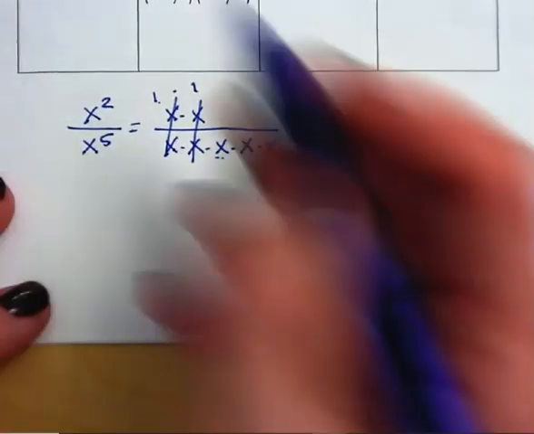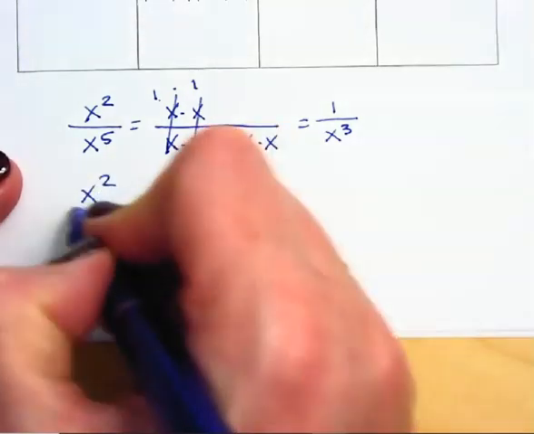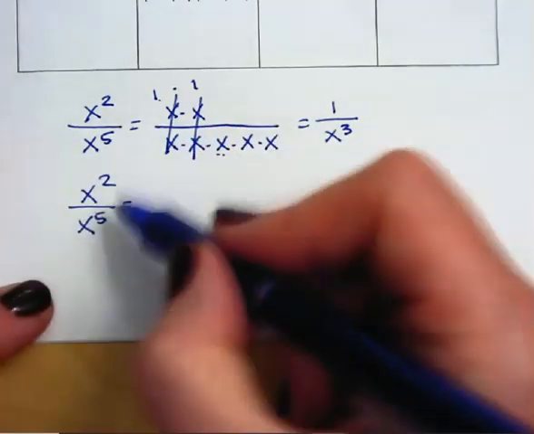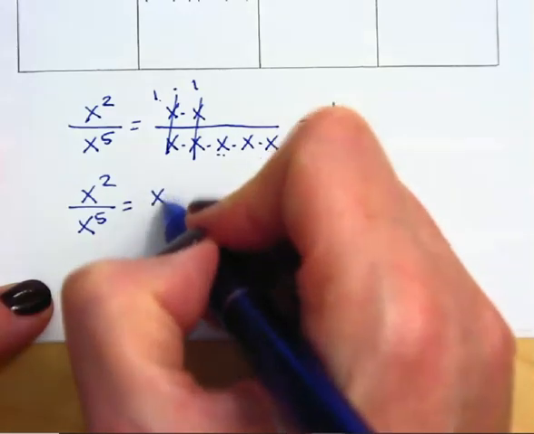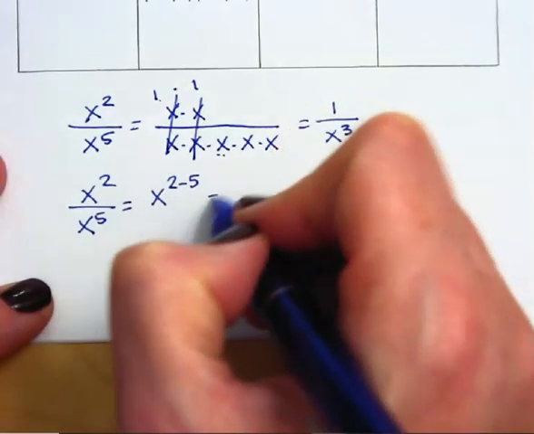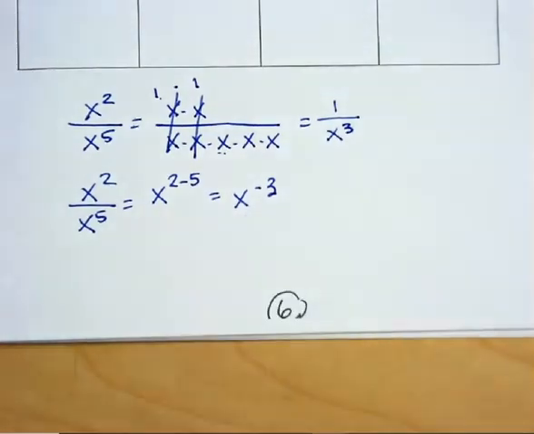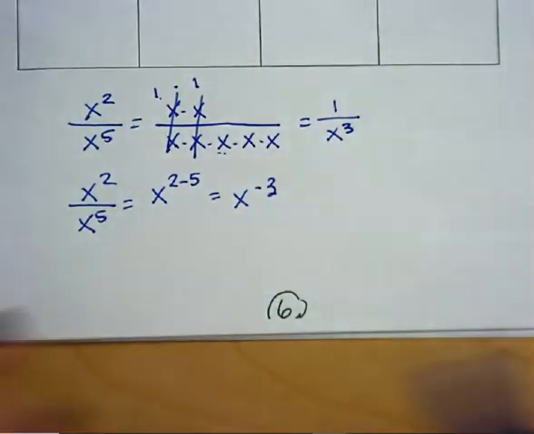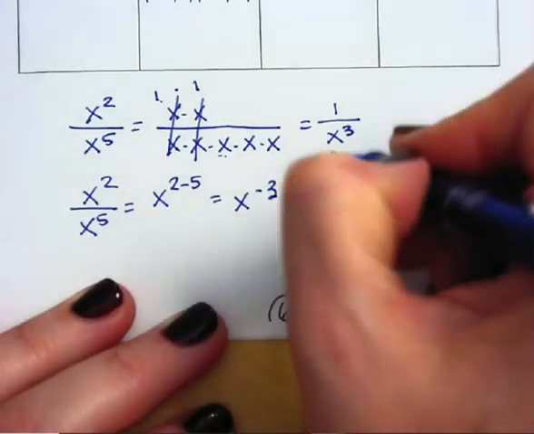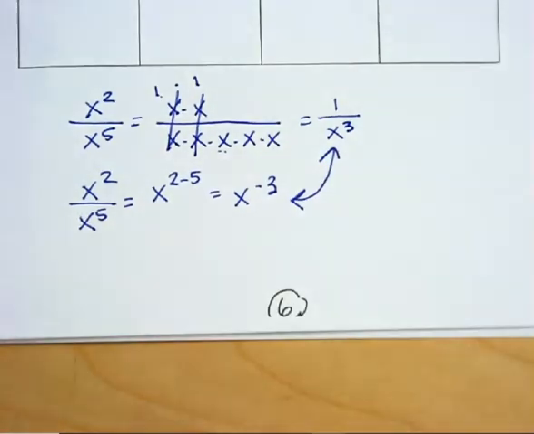Here's another correct way. We learned yesterday that when dividing bases, you can subtract the exponents. And when I do that, I get x to the negative 3. Now, both of these answers mean the same thing. They're representing the same situation.